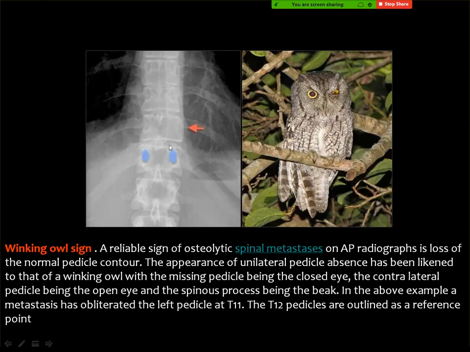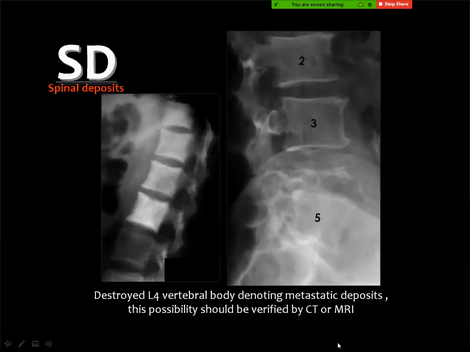spinal deposit. And this is another example. You see the pedicle here is not present, but it's okay here. And these are two pedicles intact. And they may resemble this to the winking owl sign like this. I don't know, but it was known as the pedicle sign.